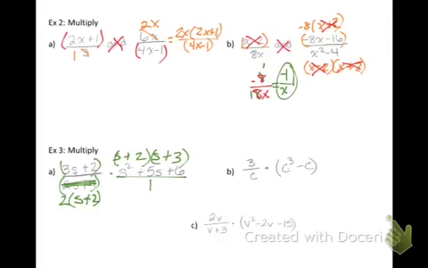Do I have a parentheses on top that's the same as on the bottom? s plus 2. So I can cross those two out. Okay, what's left on top that's not crossed out? s plus 3 and 3s plus 2. How about what's left on the bottom? 1 and 2.